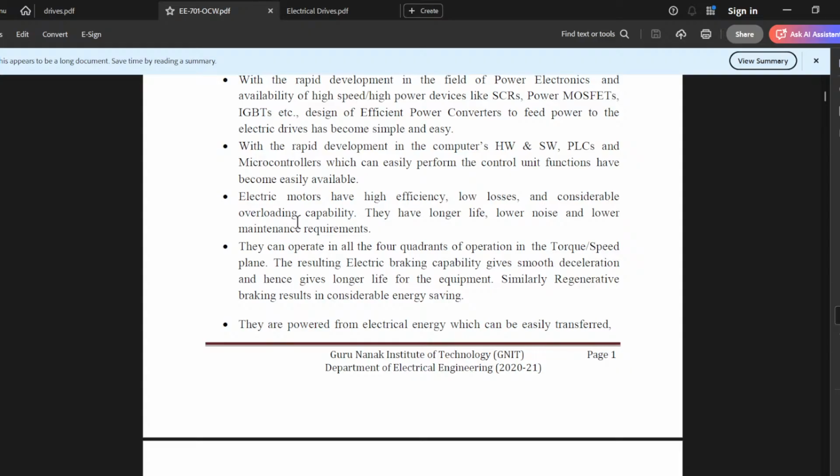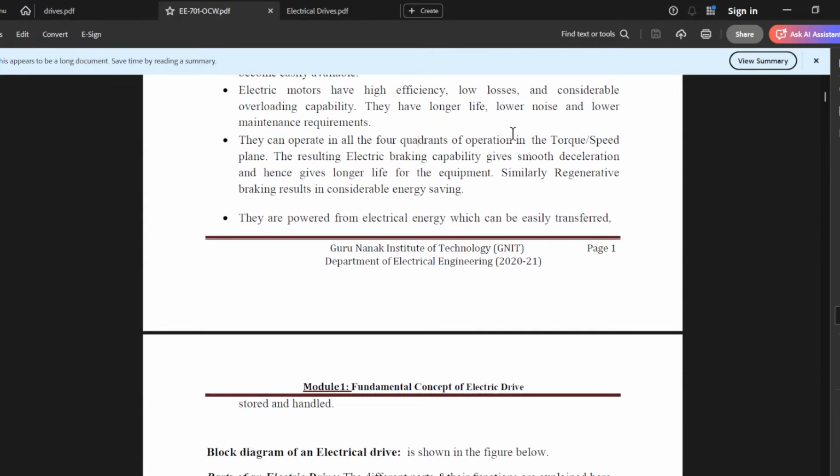The fifth point: electric motors have high efficiency, low losses, considerable overload capability, longer life, lower noise. Okay, so we can just say electric motors are good, or electric motors have aura. They are great. Okay, they can operate in all four quadrants.